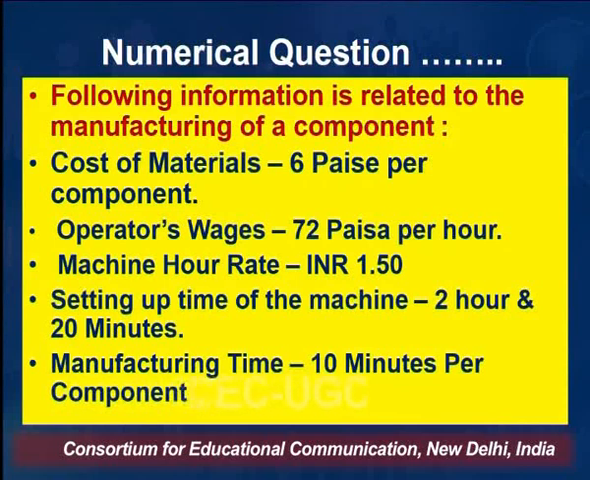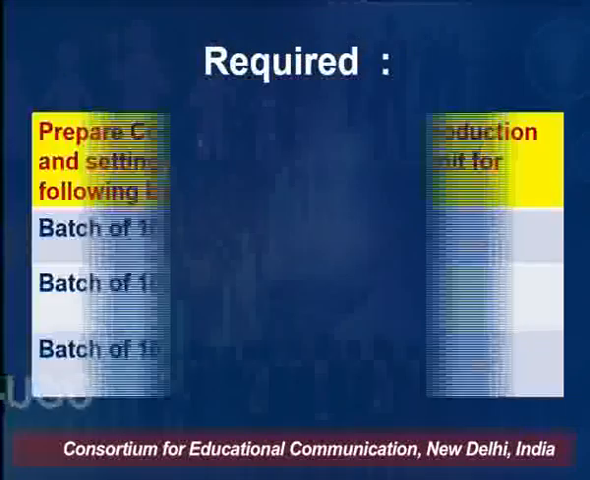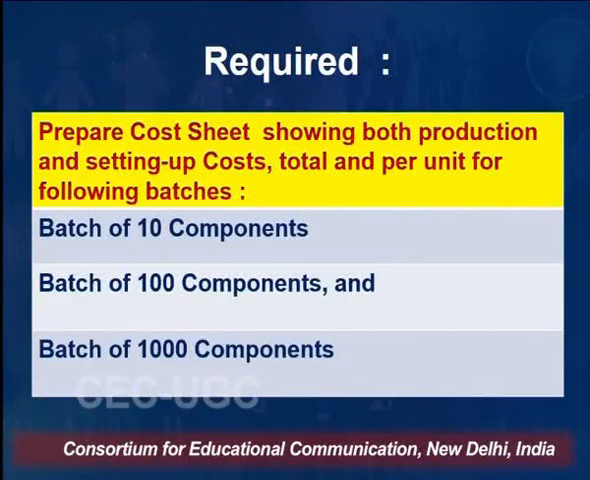So you are given the cost of material, operator's wages, machine hour rate, setting up time, and the manufacturing time. You are asked to prepare a cost sheet showing both production and setting up cost, and total cost per unit for different batches: if you are producing in a batch of 10 components, in a batch of 100 components, and of course in a batch of 1000 components.